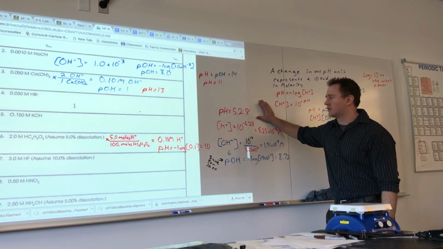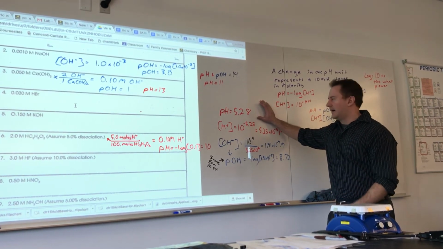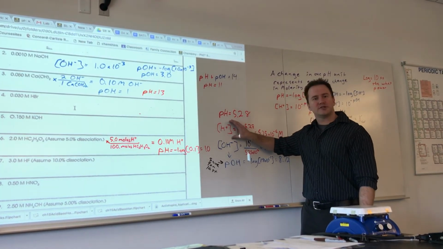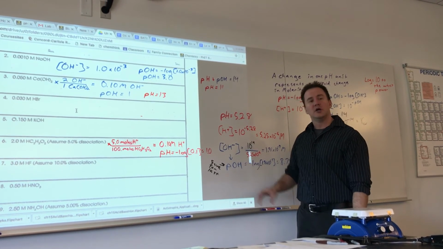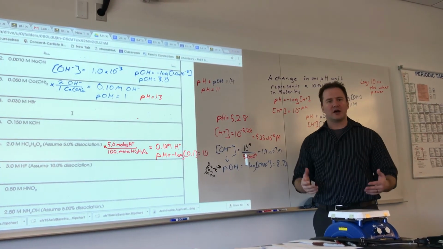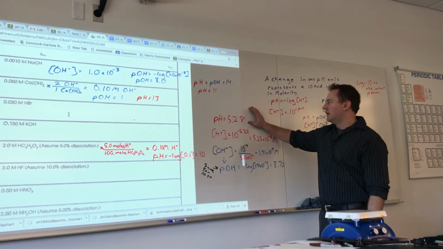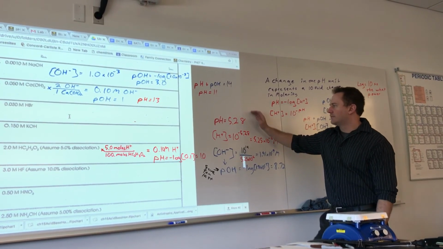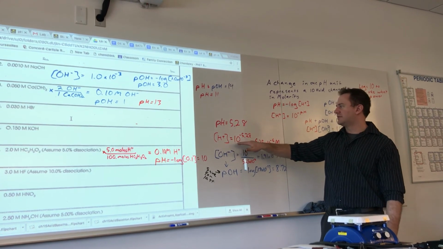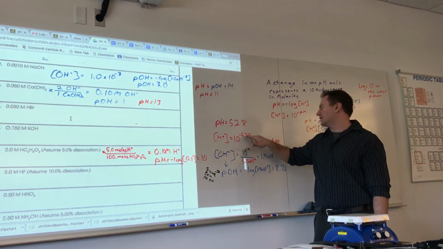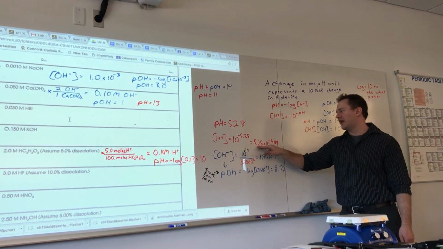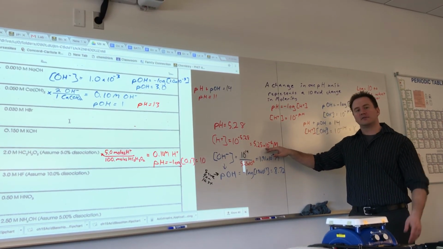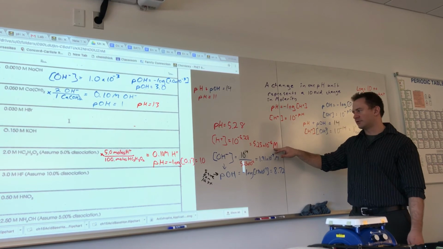If we have a solution with a pH of 5.28, and I ask you to determine the hydrogen ion concentration, your hydroxide ion concentration, and your pOH, then you have to actually use your calculator and you can't just do it in your head. So if the pH is 5.28, the hydrogen ion concentration would be 10 to the negative pH. So 10 to the negative 5.28, you plug it in your calculator and you get 5.25 times 10 to the negative 6 molar concentration.